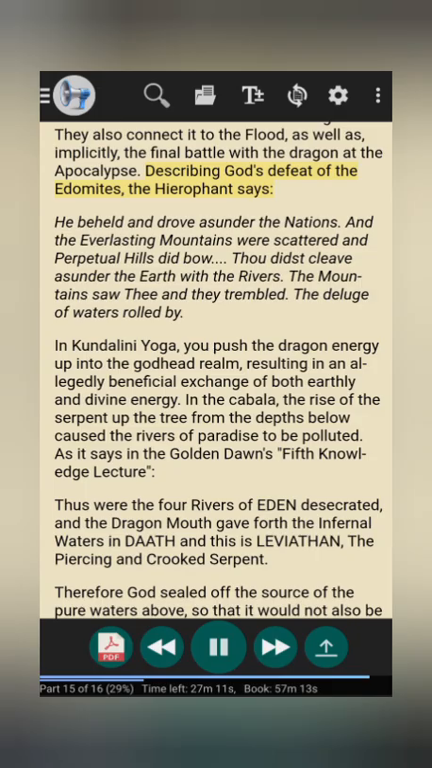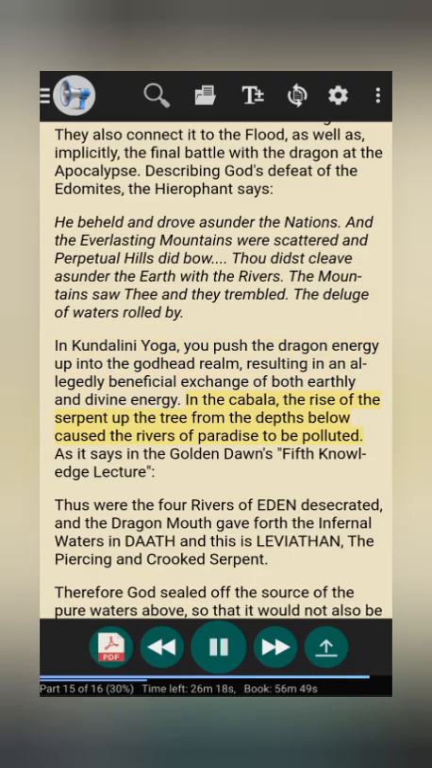Describing God's defeat of the Edomites, the Hierophant says, "He beheld and drove asunder the nations, and the everlasting mountains were scattered, and perpetual hills did bow. Thou didst cleave asunder the earth with the rivers. The mountains saw thee, and they trembled. The deluge of waters rolled by." In Kundalini Yoga, you push the dragon energy up into the Godhead realm, resulting in an allegedly beneficial exchange of both earthly and divine energy.